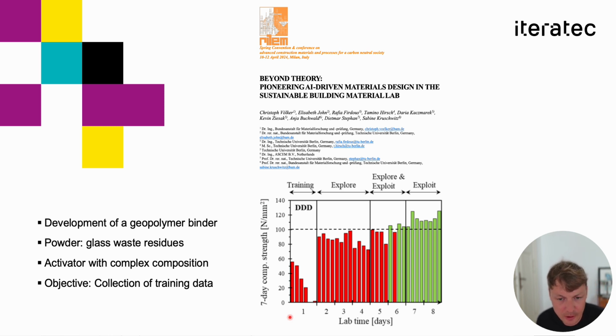So what was this about? In this study, we were aiming to develop a geopolymer binder formulation that exceeded the 100 megapascal strength after 7 days. So we wanted to maximize the compressive strength of this material. We did this in 8 consecutive rounds where we collected data and trained a machine learning model to improve the suggestions in the next round and find a good material after some time. And as you can see, we were successful, especially at the end. We were able to find multiple formulations that exceeded our threshold.